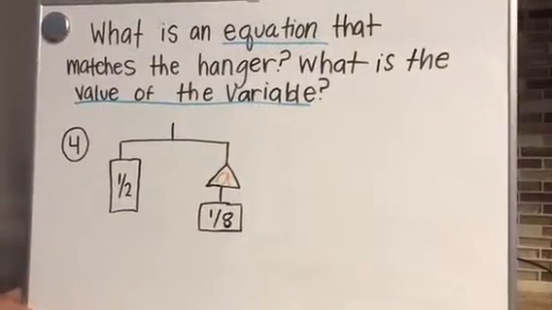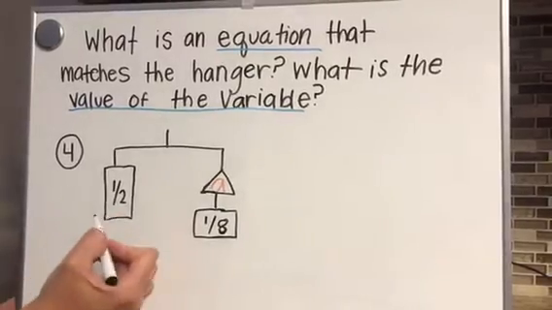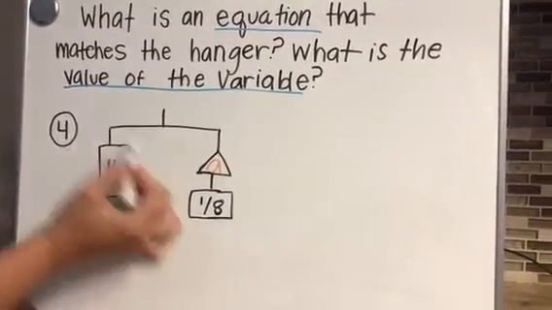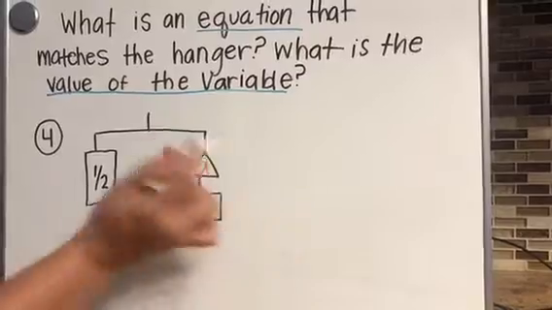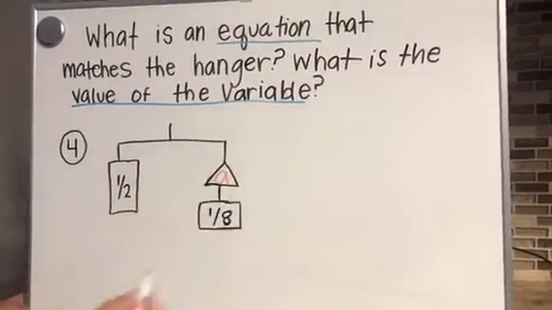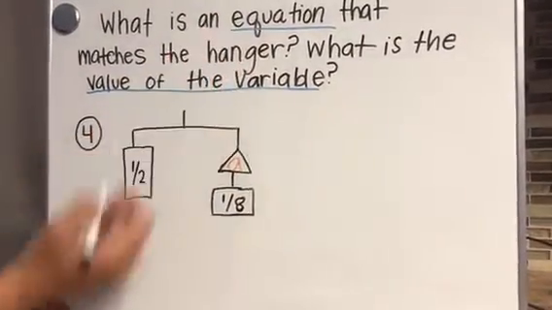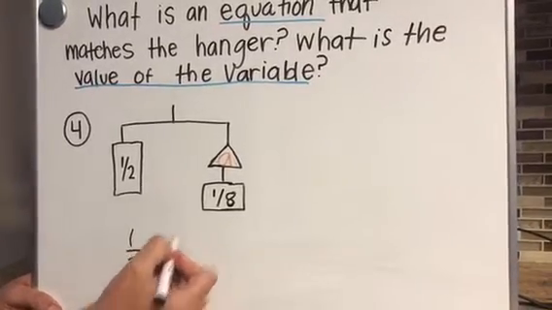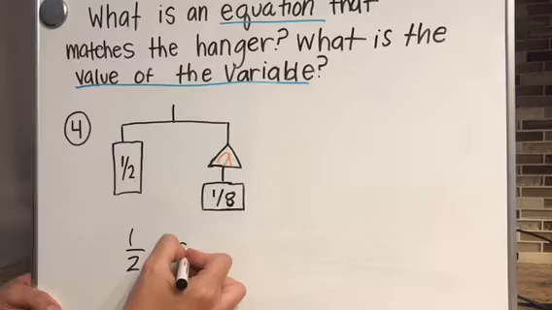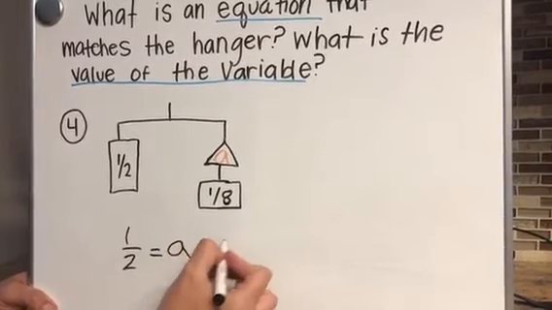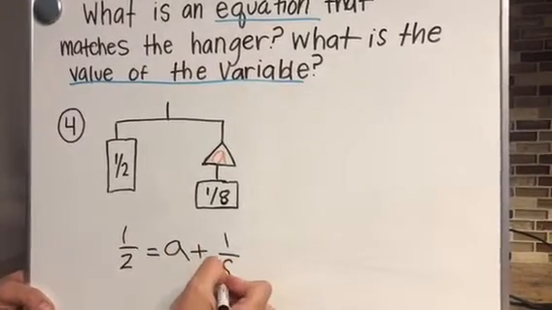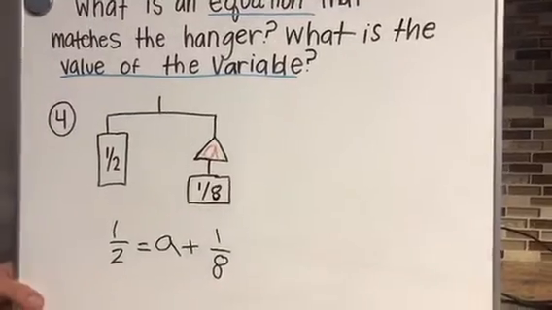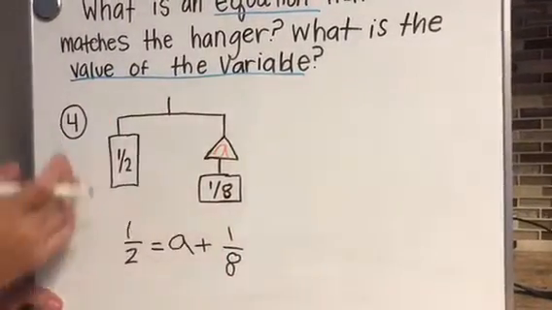All right, you guys, so this is problem number 4. Just like we've been doing, what is on this side has to be the same value for what is on this side. So we know the equation we can write is 1/2 equals a plus 1/8.